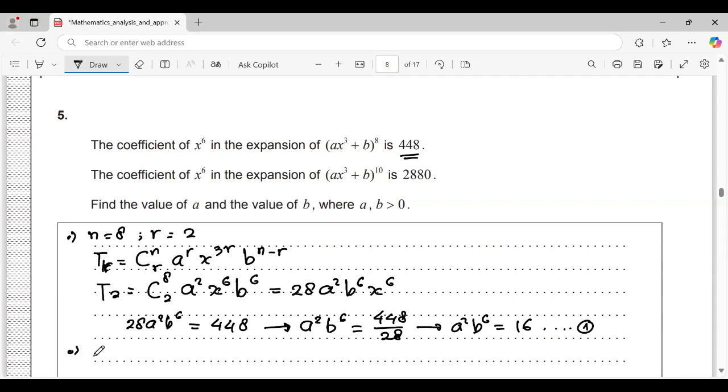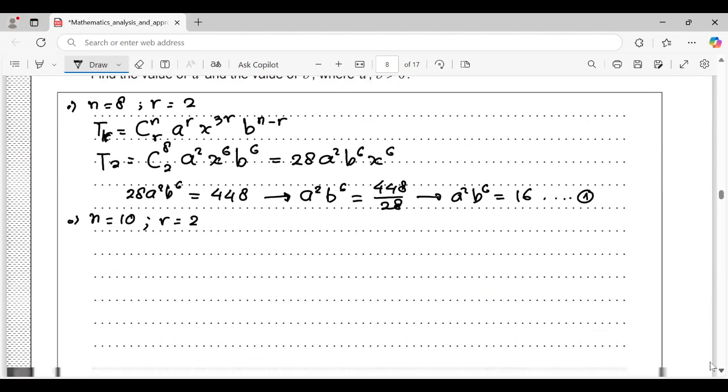The second, for n equal 10, just now n equal 8, this one, for n equal 10, the term corresponding to x power 6 occurs when r equal 2 or 8. If this one, r equal 2 or 6. This one, r equal 2 or 8. But what I would like to use is r equal 2.